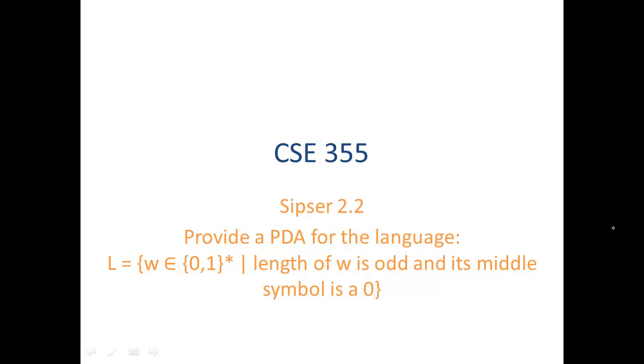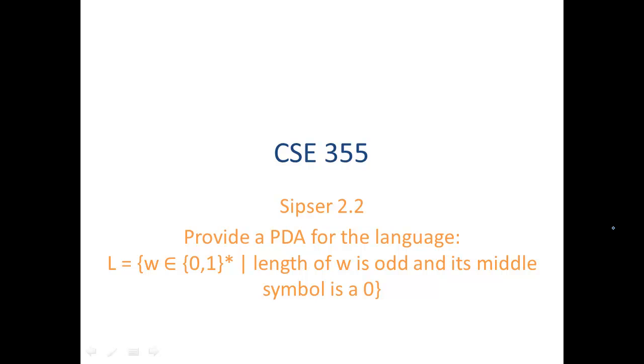In this video, we will show how to provide a PDA for the language L, the set of strings W such that W is an element of {0, 1}*, the length of W is odd, and its middle symbol is a 0.